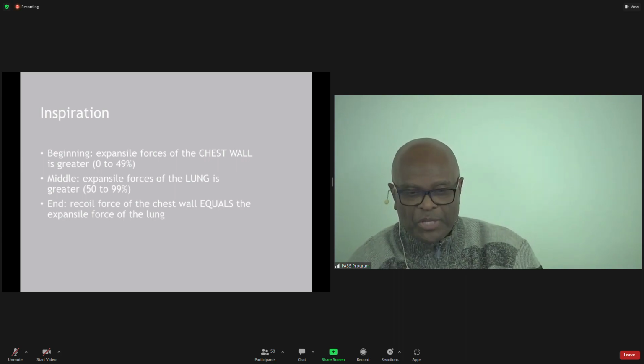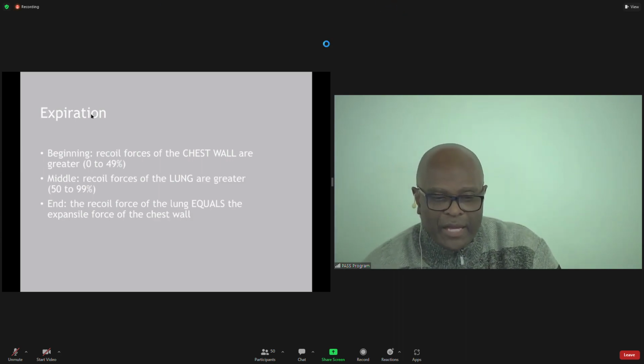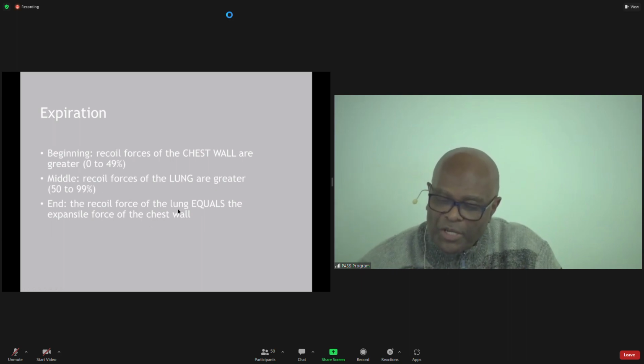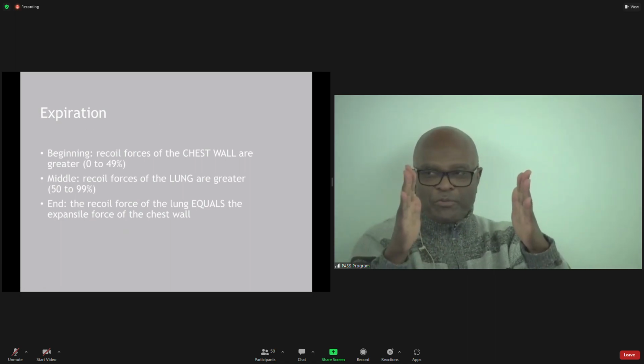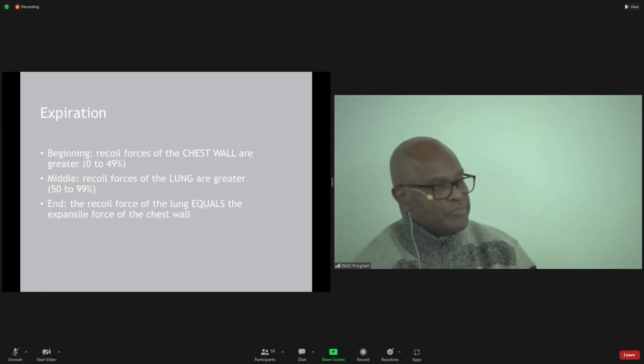And now let's breathe out. Look at that. Exhalation. See, 0 to 49, recoil of chest wall. 50 to 99, recoil of the lung. At the end of exhalation, recoil of the lung equals expansile of the chest wall. That's because they go in opposite direction. That's why they pull apart from each other and stay there. Now you're ready for your next breath.